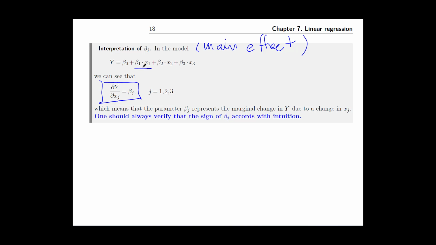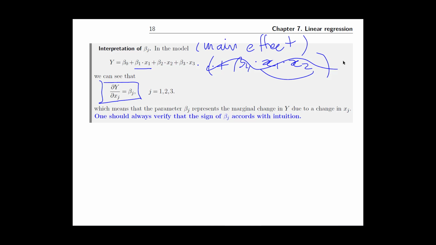Now, in other models that we're going to see, you could have, for example, plus beta 4 times x1 times x2. So you're combining variables. You can do that. And you can do whatever, like x1 divided by x2 or raised to the power of x2, whatever you want. But this no longer would be a main effect model because you have combinations of terms like that. But for a main effect model, that's the interpretation.